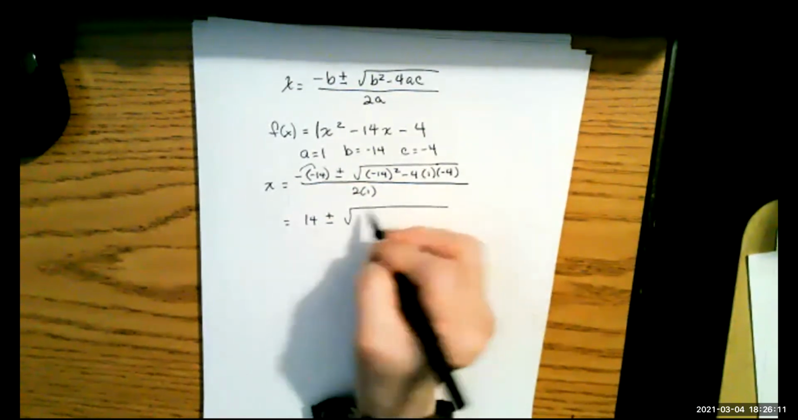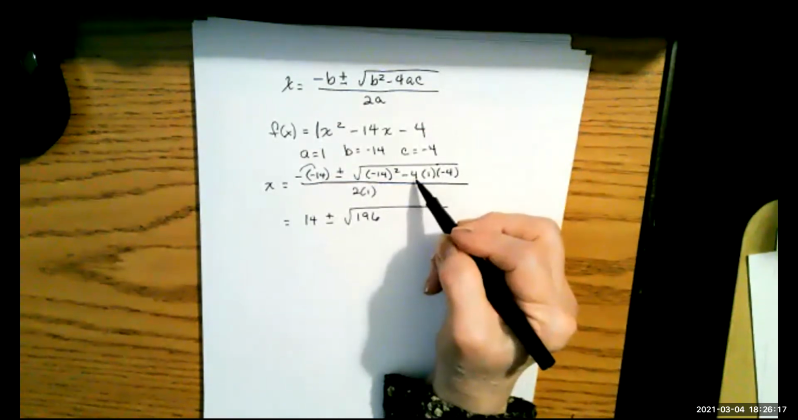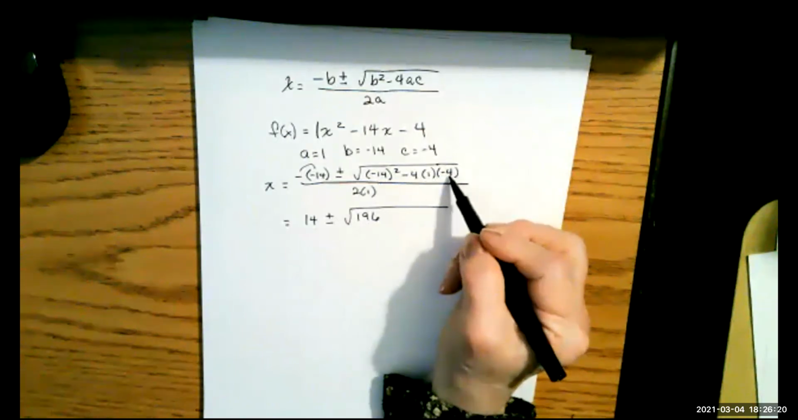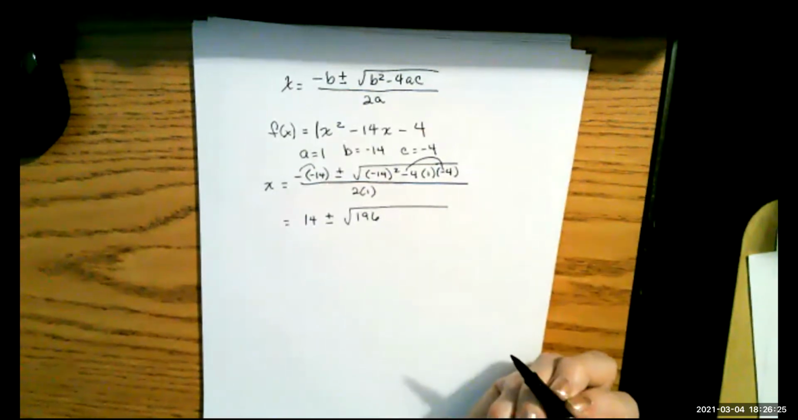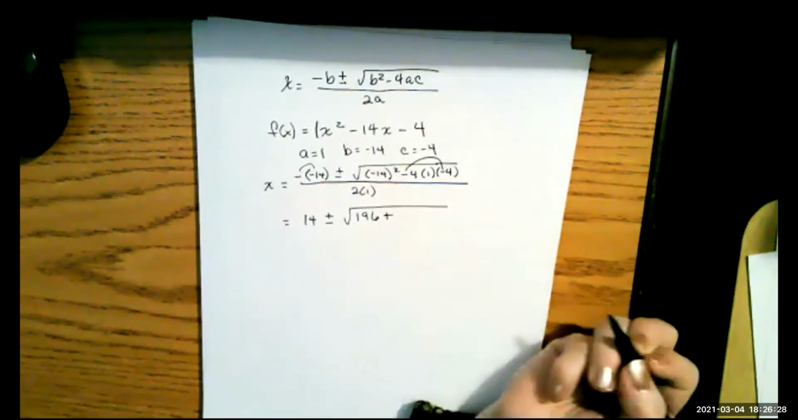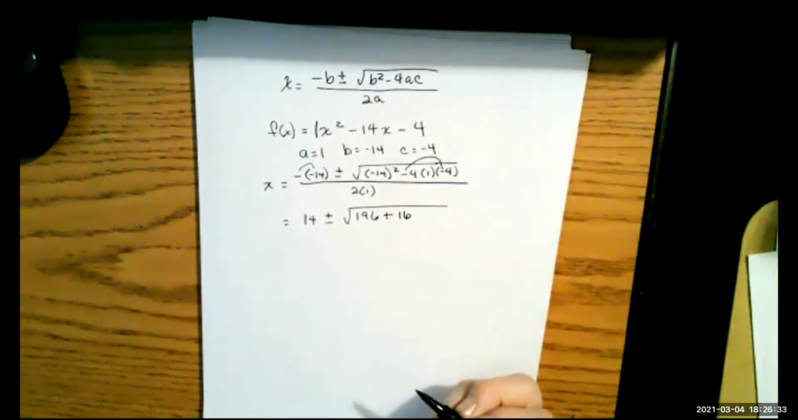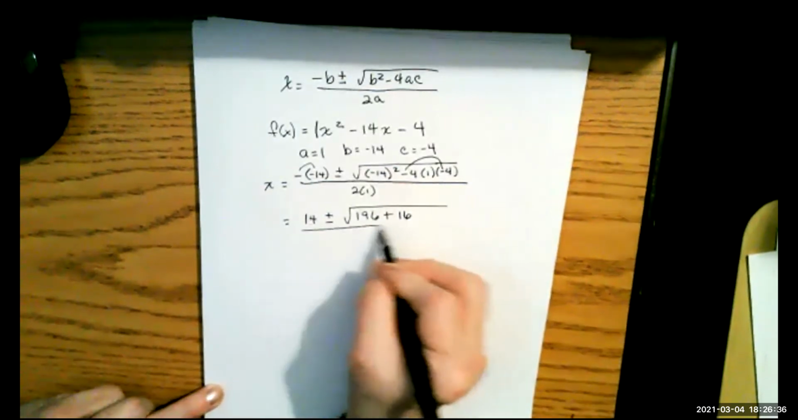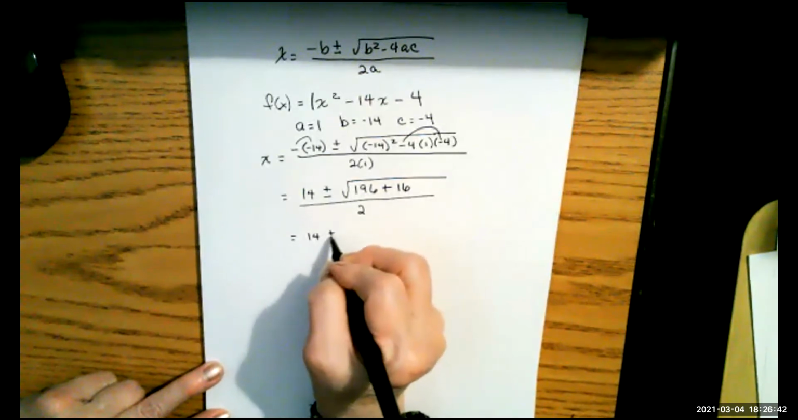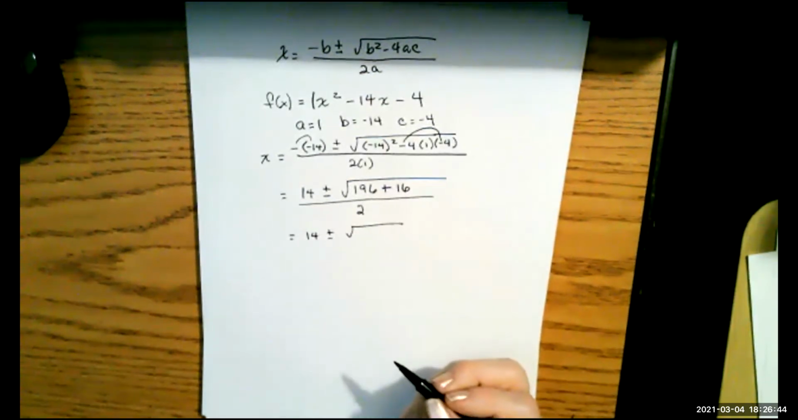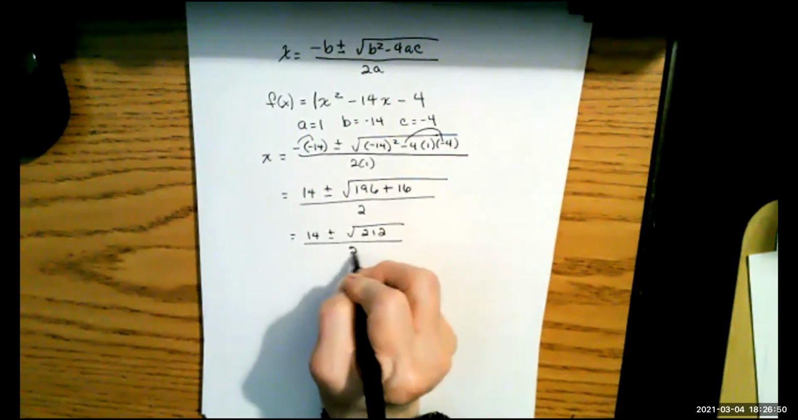Negative 14 times negative 14 is 196. And let's see what we get over here. 4 times 1 times negative 4. Let's see, this negative times this negative is going to make this a positive. And 4 times 4 is 16 times 1 is still 16. So I have 196 plus 16 over 2. Now then I have 14 plus or minus the square root of, and 196 plus 16 is 212, over 2.